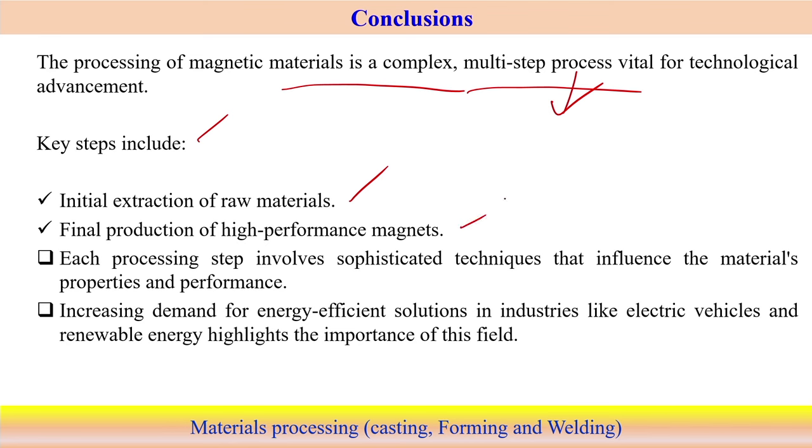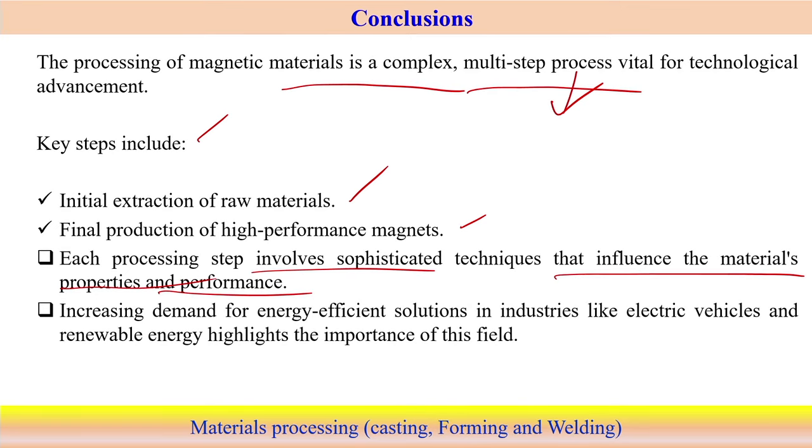Finally, another key point is the final production of high performance magnets, which can be achieved if we improve the processing of the magnetic materials. Each processing step involves sophisticated techniques that influence the material's properties and performance. Every step of the preparation of a magnetic material is sophisticated, and the process itself influences the properties of the material. So the properties and performance are affected by each step.